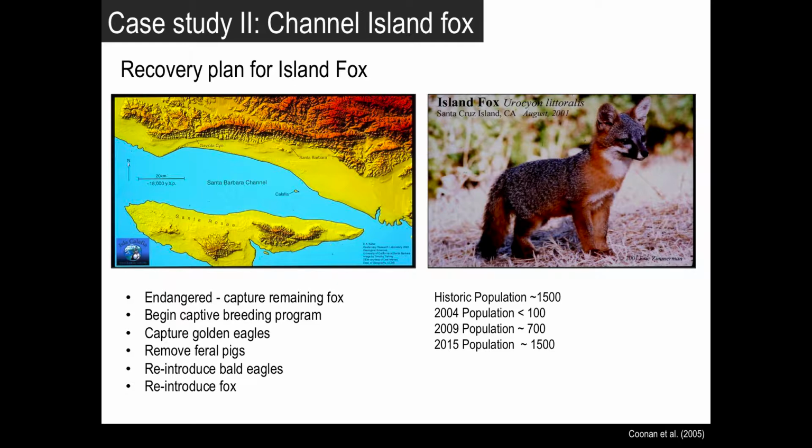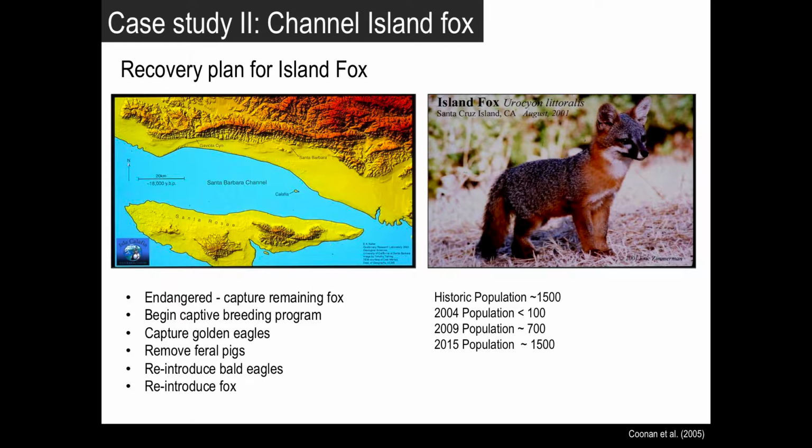So the historic population had been about 1,500, and at the time of listing and development of this recovery plan, in around 2004, the population had fallen on Santa Cruz Island to less than 100, and by about 2009, about 700, and by 2015, the island fox population on Santa Cruz Island had reached about 1,500. So by all accounts, a good and successful recovery plan.